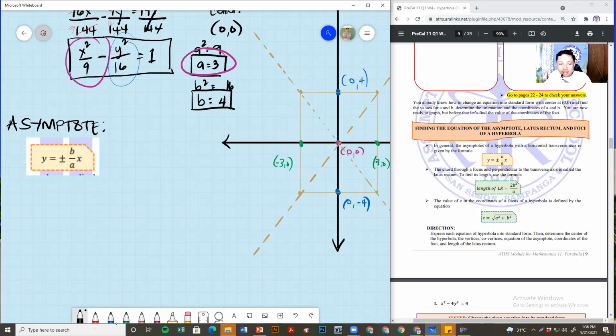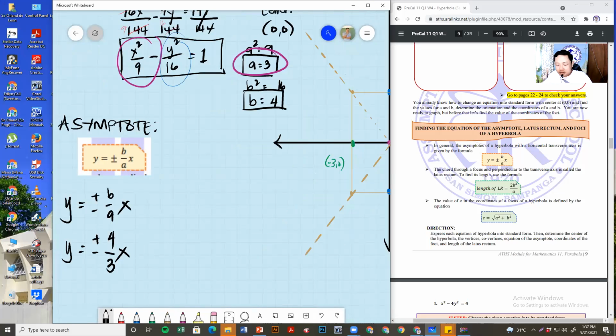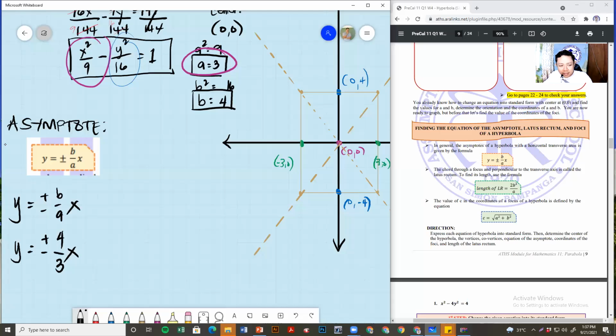So the formula is y is equal to positive, negative b over a x. So we just substitute our b and a. Here, y is equal to positive, negative 4 over 3x. And if you can remember, this is actually the formula for the slope of a line. Are you familiar with the slope of a line? The y is equal to mx plus b. That was your lesson in grade 8.